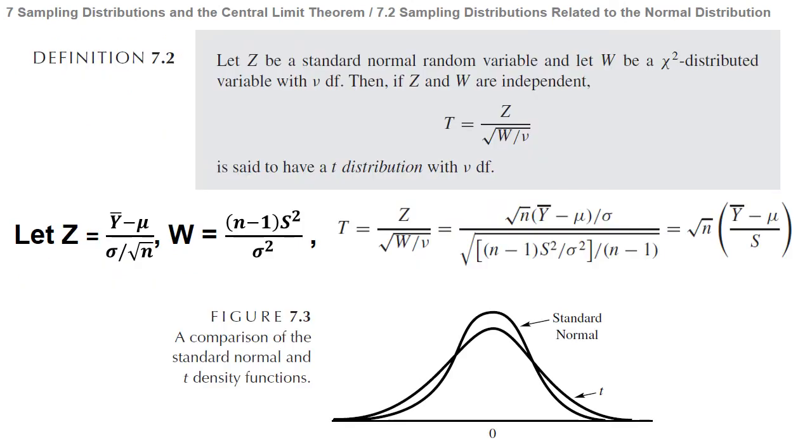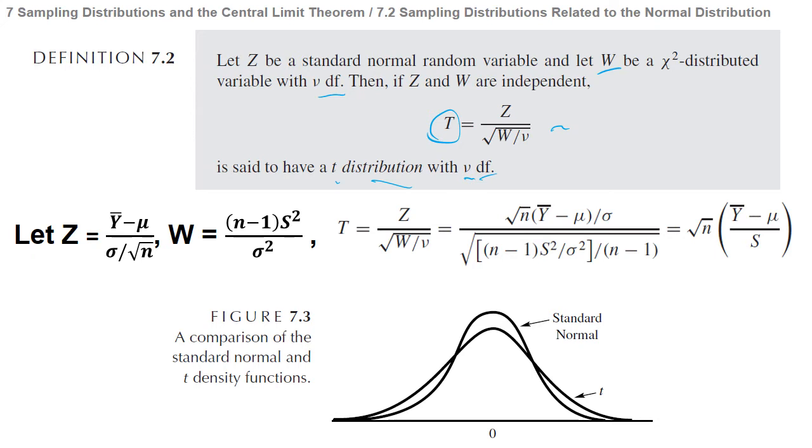Here comes definition 7.2. Let Z be a standard normal random variable and let W be a chi-square distributed random variable with V degrees of freedom. Then if Z and W are independent, and we define T as Z divided by the square root of W divided by V, this follows a T distribution with V degrees of freedom.